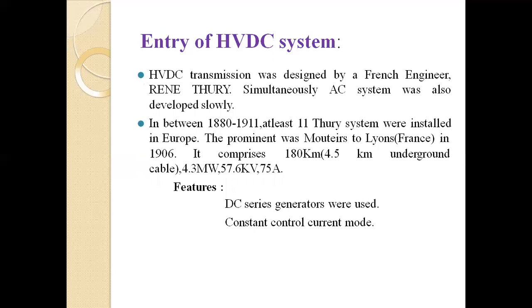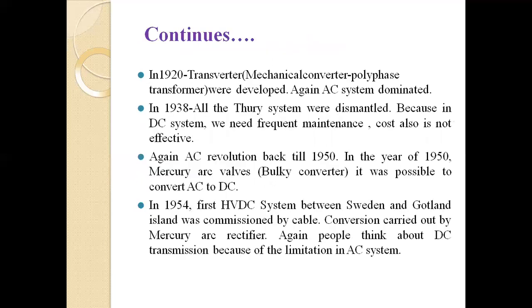It comprised 180 kilometers of line, 4.5 kilometers of underground cable, 4.3 megawatt, 57.6 kilovolt and 75 ampere. The features of this system were that DC series generators were used, and second, it operated in constant current mode. In 1920, the mechanical converter and polyphase transformer were developed. Again, the AC system dominated. In 1938, all 30 systems were dismantled because the DC system needed frequent maintenance and the cost was also not effective.